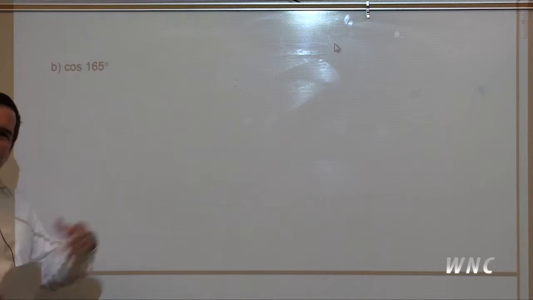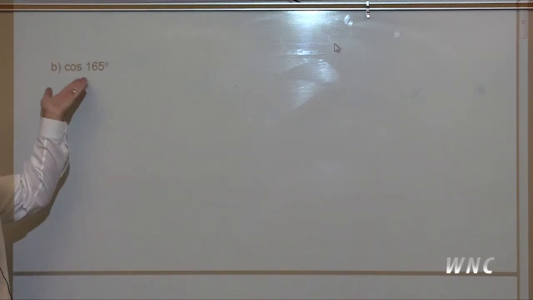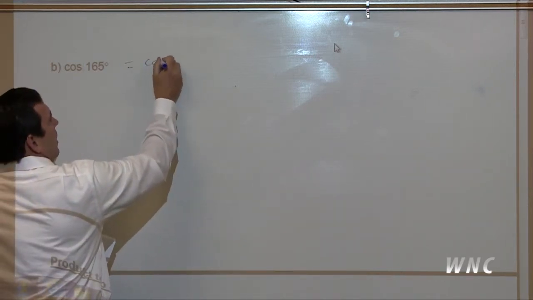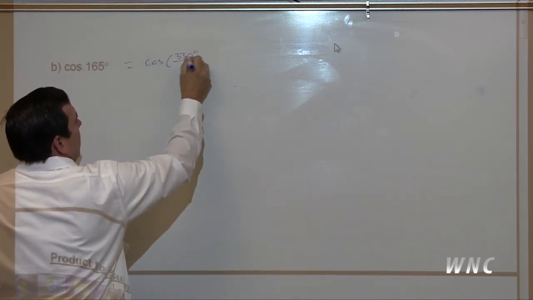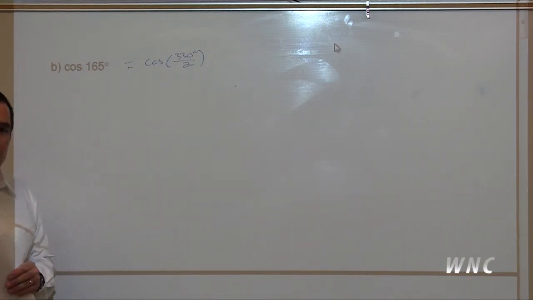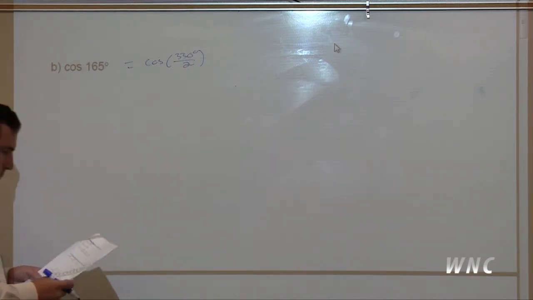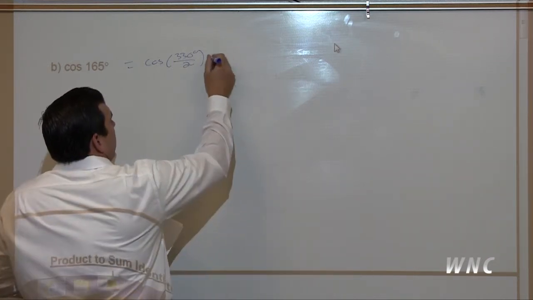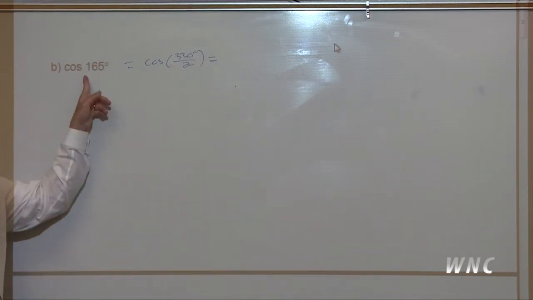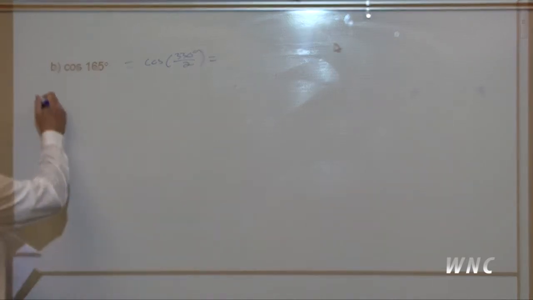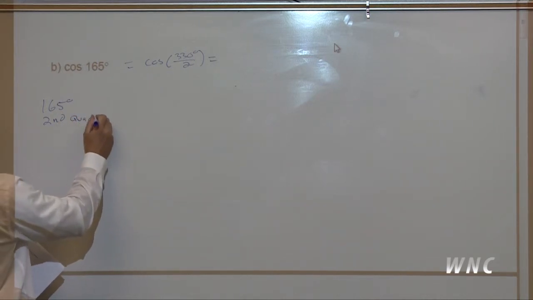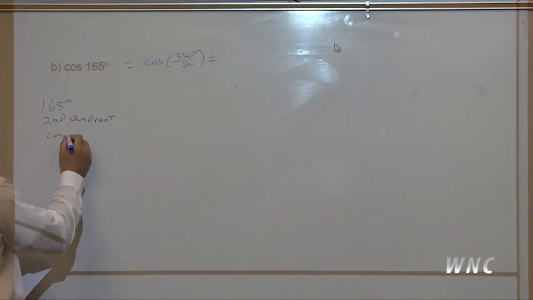Cosine of 165. This again is not one of those standard values, so we've got to find, could this be a half angle? I mean, we could write this as cosine of 330 degrees over 2, because 330 divided by 2 is 165. 330 is a standard one, so we'll do cosine of 330. Now, I'm not talking about cosine of 330, I'm talking about cosine 165 is what we're trying to find. That is second quadrant. Cosine's negative there.